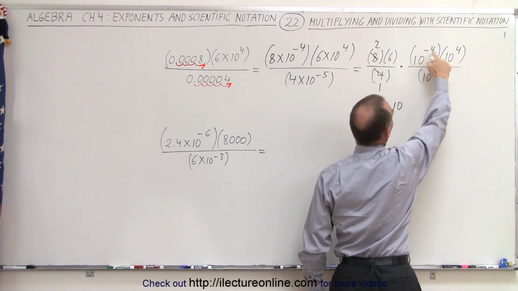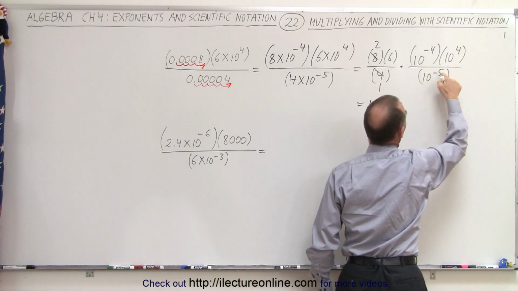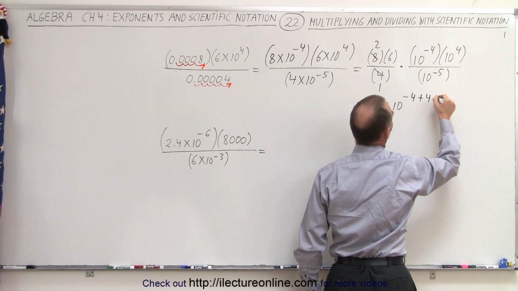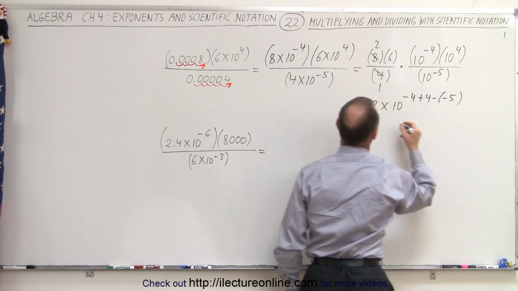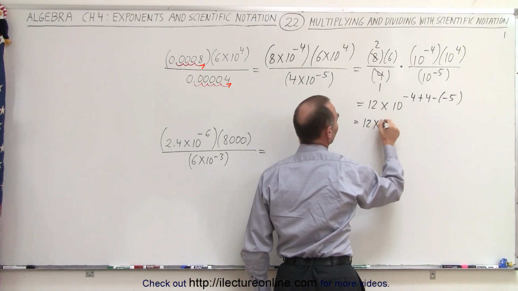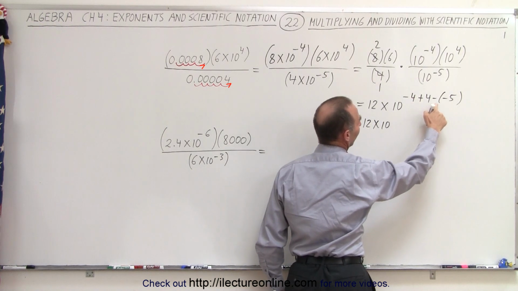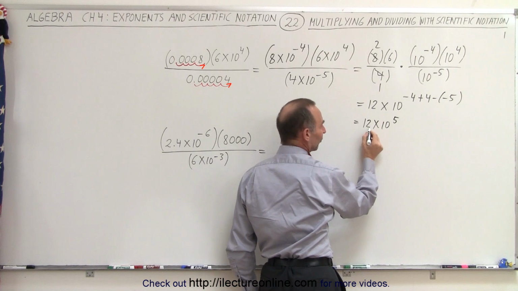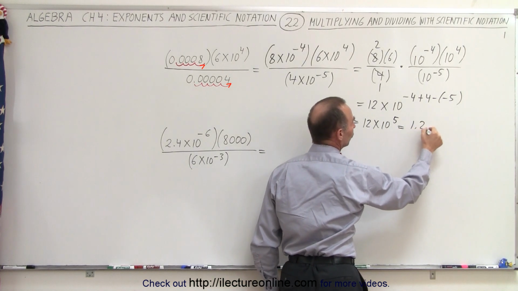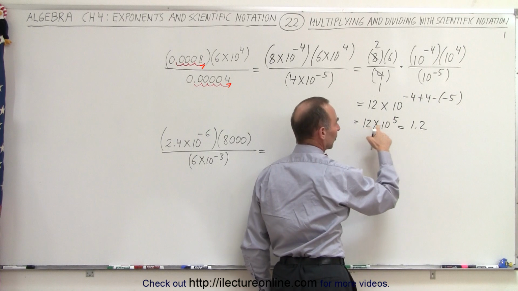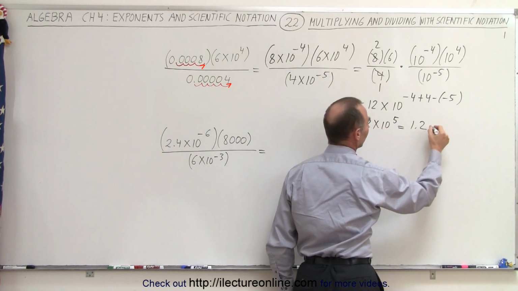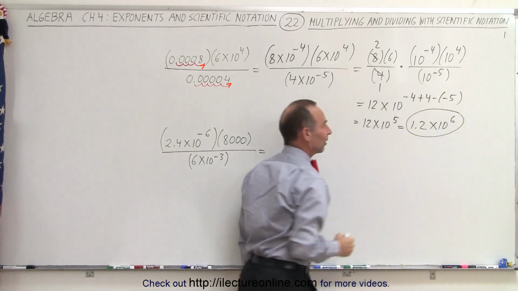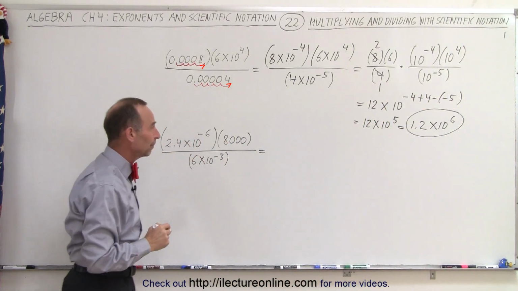And now here we simply have to add exponents when in the numerator and subtract when it's in the denominator. So minus 4 plus 4 and a minus 5. And so this becomes 12 times 10, the 4's cancel out, minus times a minus is plus, to the 5th. And now notice we have 12 here. We would like to write this as 1.2, which is basically dividing this by 10. So we have to multiply this by 10 to compensate. So this becomes times 10 to the 6th power. And this is our simplified solution for our first problem.